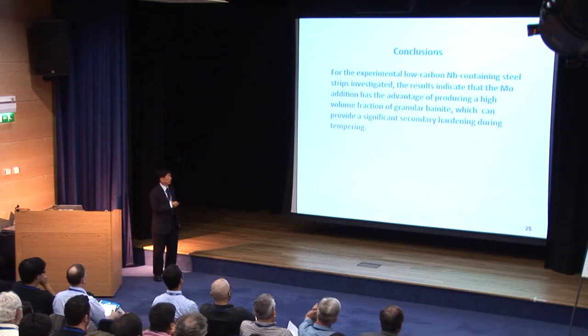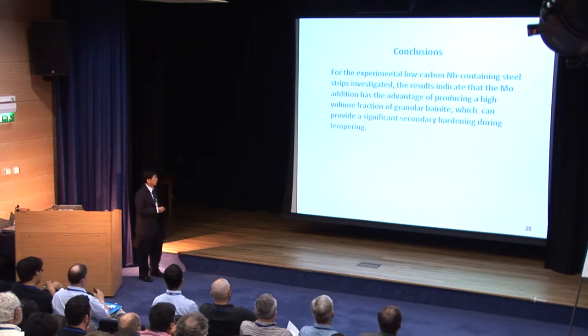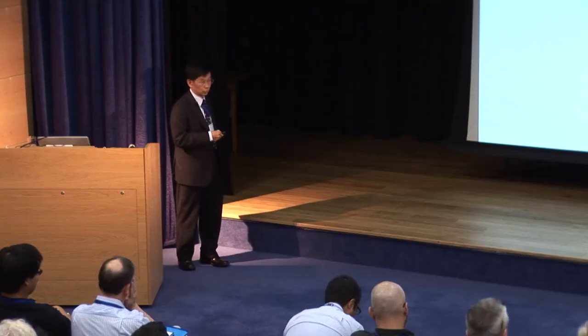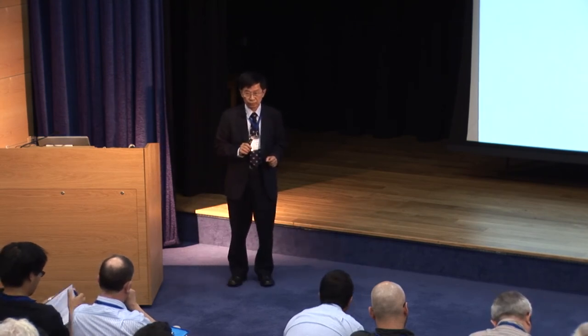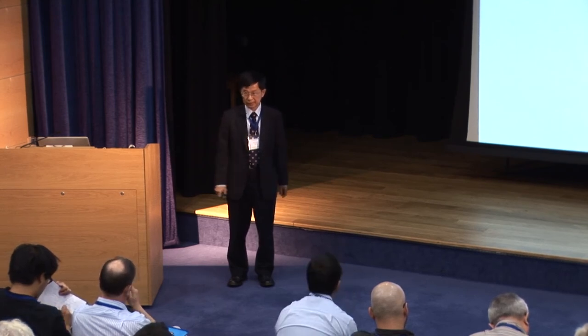Finally, I would like to give a brief conclusion. In our low carbon niobium-containing steel, we find the moly addition has an advantage of producing a high volume fraction of granular bainite, and is good for secondary hardening during tempering. And I think it's very important for industrial application, especially considering low carbon and low alloy steel. Thank you for your attention.